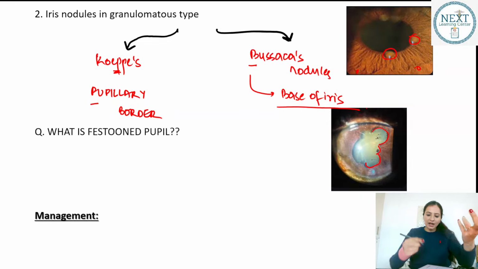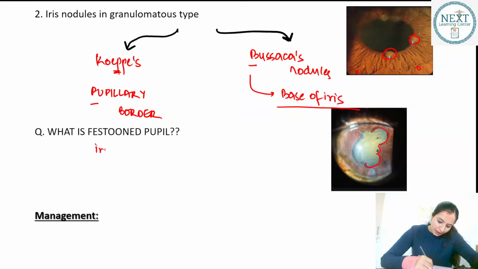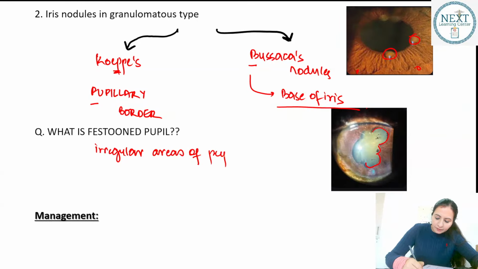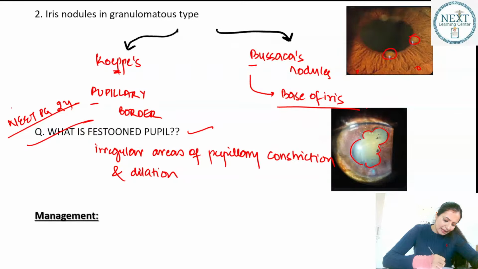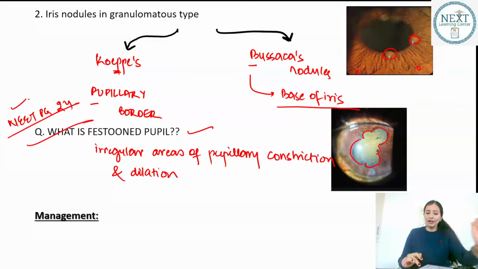So when you try to dilate the pupil, there will be irregular areas of pupillary constriction and dilatation, leading to what you call as festoon pupil. This is your festoon pupil. This is a NEET PG 24 question, so it is highly expected in your FMG exam.